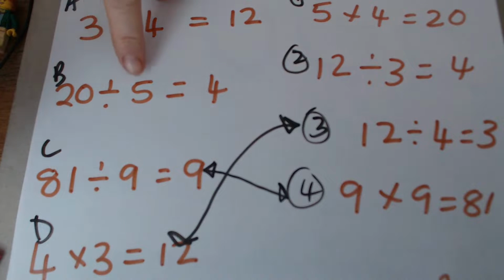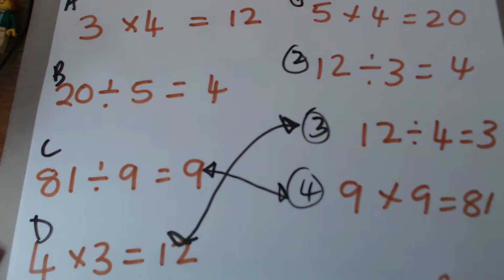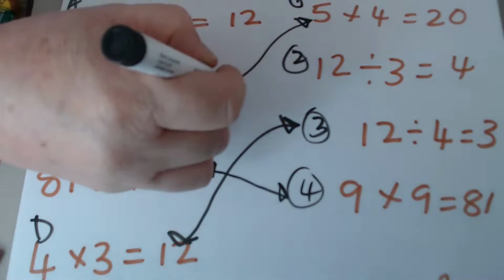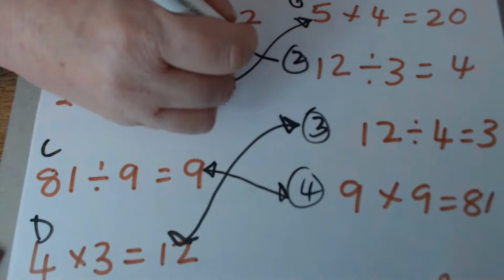20 shared into groups of 5 will give you 4 in each group, because 5 lots of 4 is 20. Quite right. Those times tables help you do that division, which leaves us with one partner that has not been done. 3 fours are 12. 12 shared into 3 groups would give you 4 in each group, because 3 fours are 12.